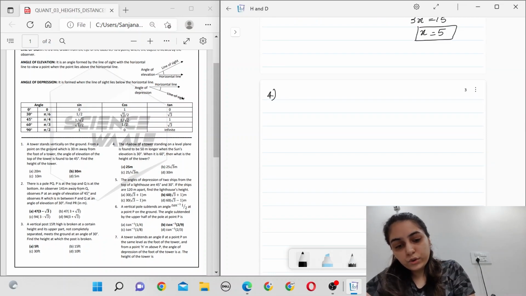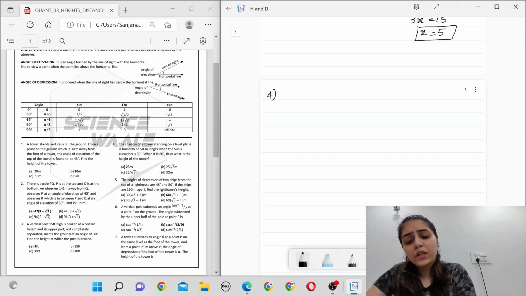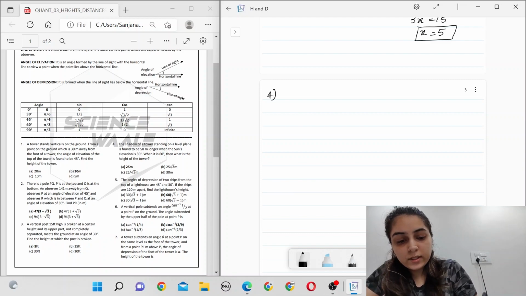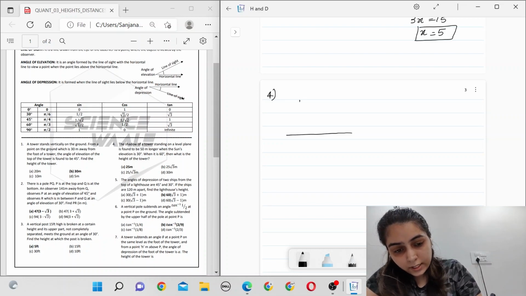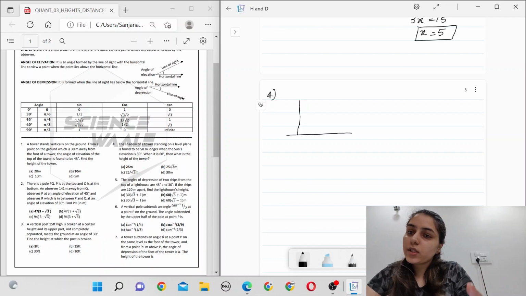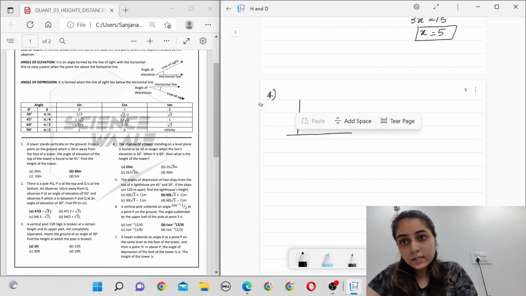Moving to the fourth question. The shadow of a tower standing on a level plane is found to be 50 meters longer when the sun's elevation is 30 degrees than when it is 60. Then what is the height of the tower? So here they have given us that there is a tower and the shadow of the tower is found to be 50 meters longer when the elevation is 30 degrees than when it is at 60 degrees.